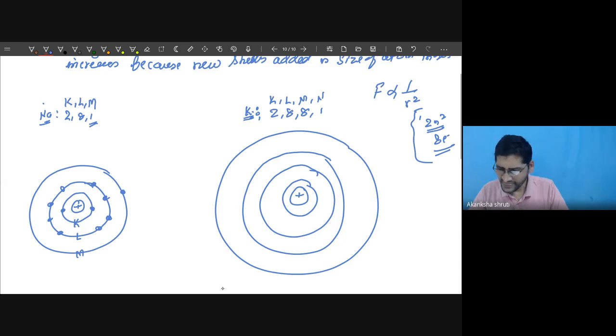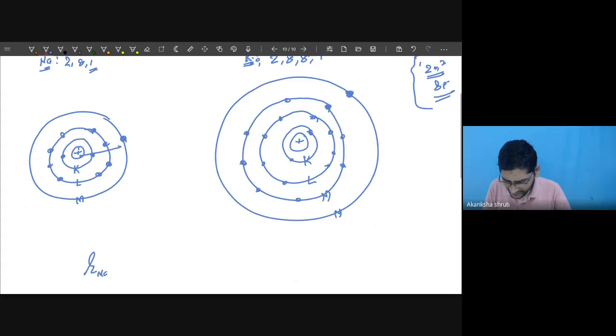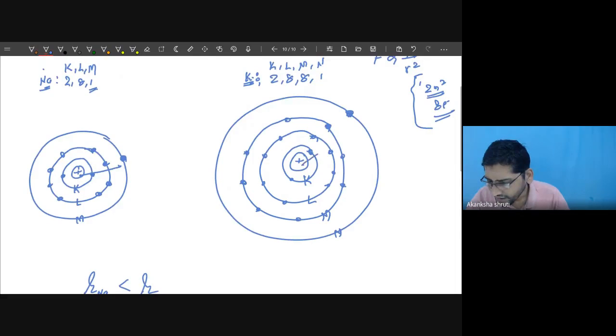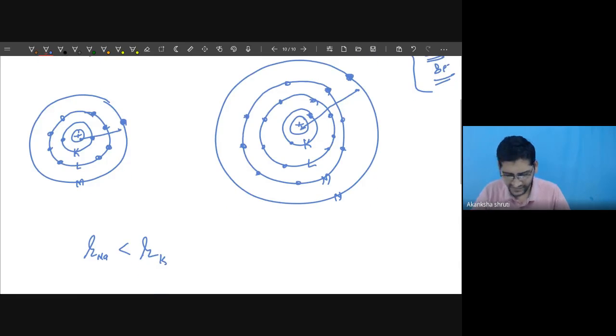For potassium, again the K cell, L, M and N cell. Then there are 8 electrons, for the M cell also it has 8 electrons, but for the N cell we observe only 1 electron. Getting it? So here you get that the radius of sodium, R Na, is smaller than the radius of potassium, R K. This is the R K, the radius of potassium, I am denoting, and this is the radius of sodium.